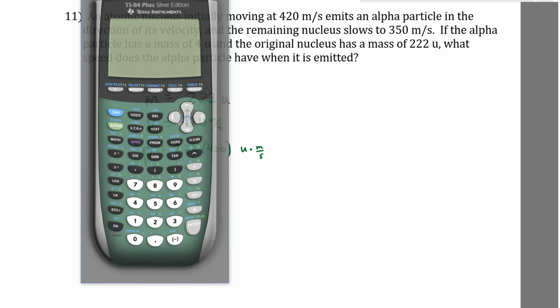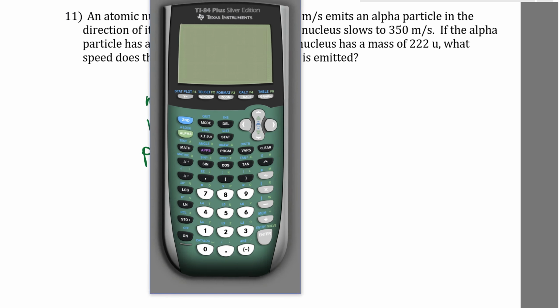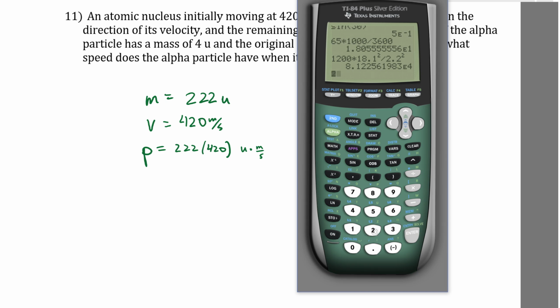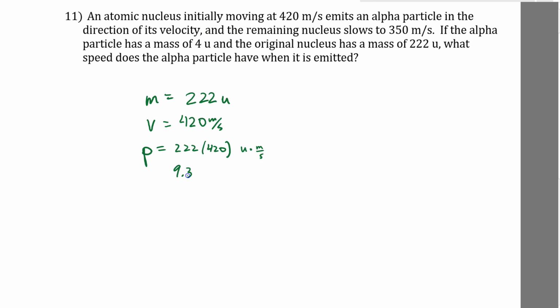So 222 times 420 gives you 9.324 times 10 to the 4. So that's the momentum before the emission.